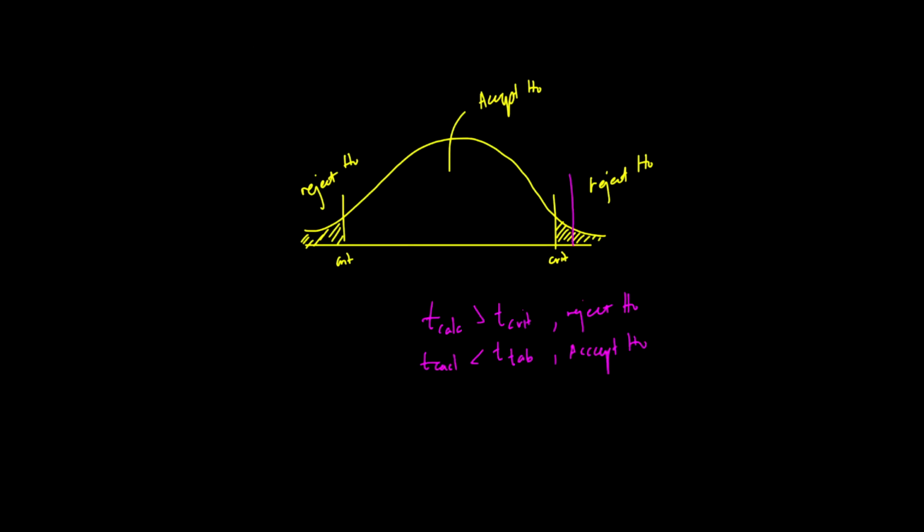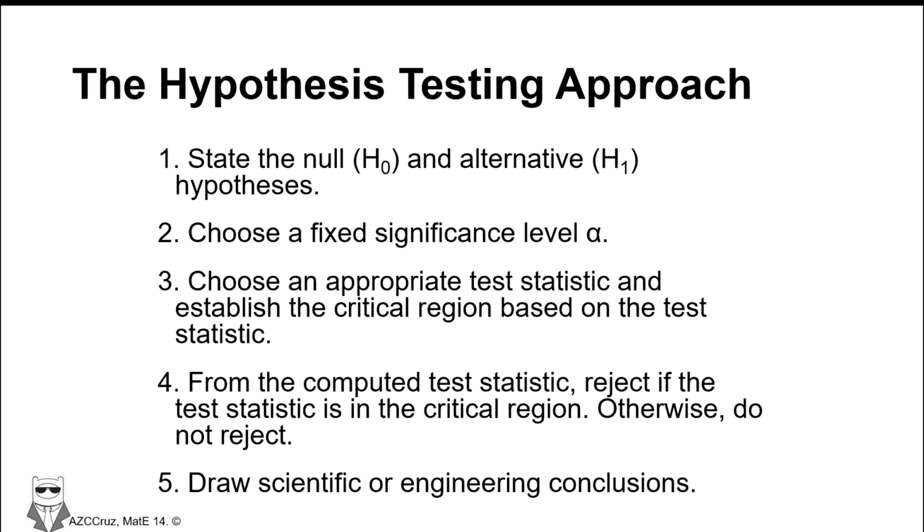Okay. So, the interpretation of the p-value is for later. After we test if the test statistic is in the critical region or not, by the way, the critical region is the tails. So that's our critical region. Then from there, we can draw our scientific or engineering conclusion. This just means you choose whether to state the null or the alternative hypothesis.